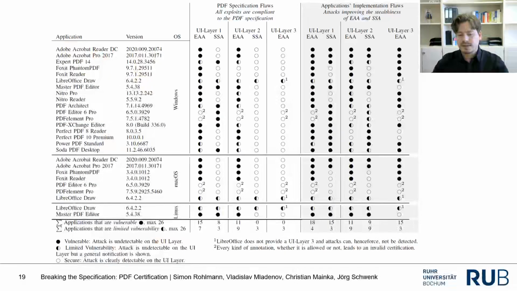A full circle means the attack is undetectable on the UI layer. A semi-circle means the attack is undetectable on the UI layer, but a general notification is shown. An empty circle means the attack is clearly detectable on the UI layer. As you can see, the application flaws help to increase the number of vulnerable applications. For example, for SSA on UI layer 2, the number of vulnerable applications increased from 0 to 9 if we improve the stealthiness. And we see the same for EAA on UI layer 3, where the vulnerable applications increase from 0 to 50.